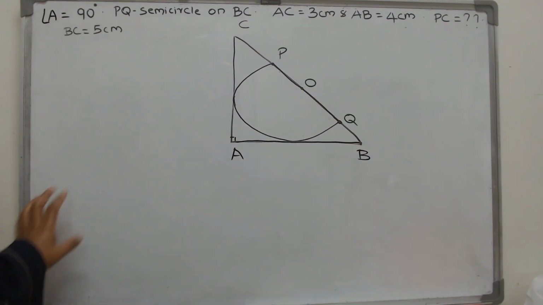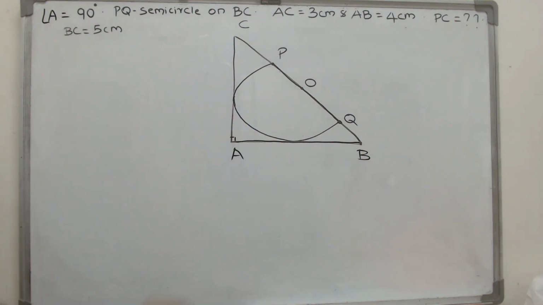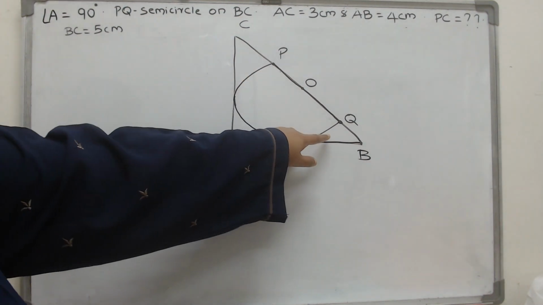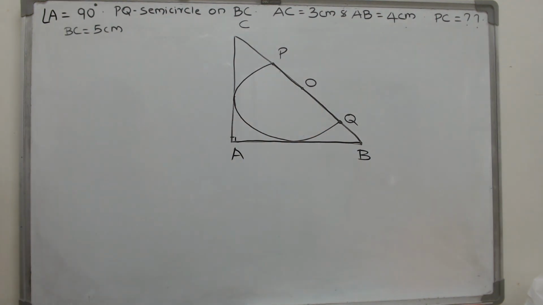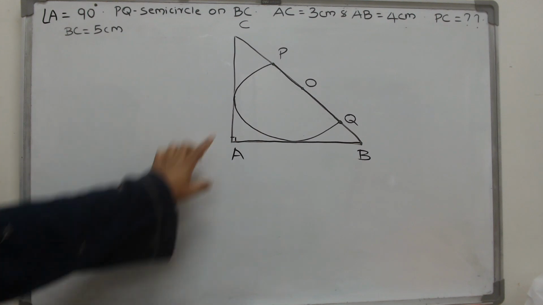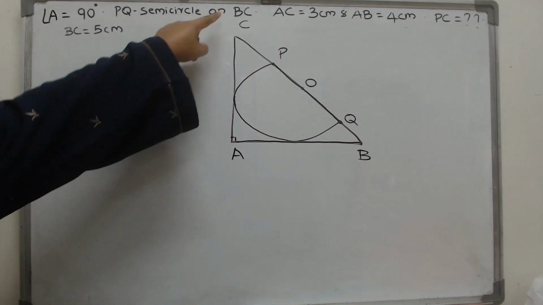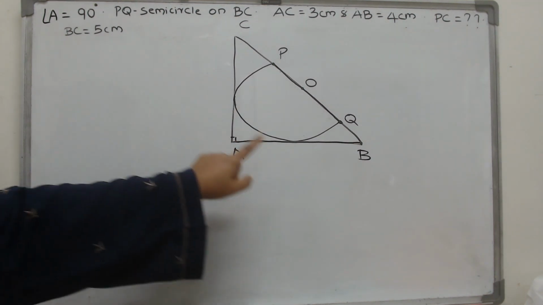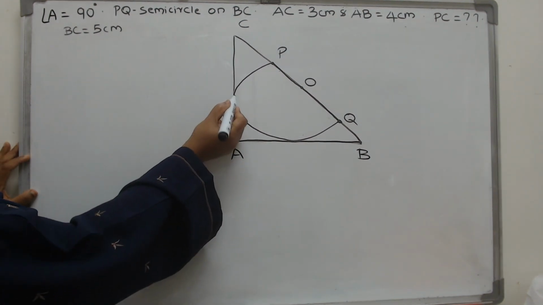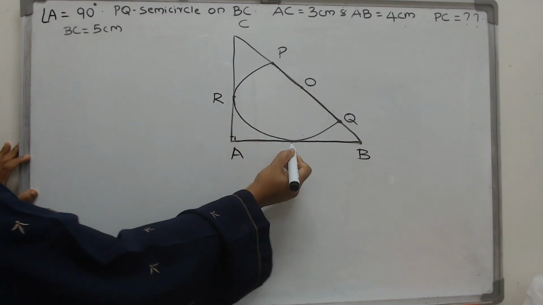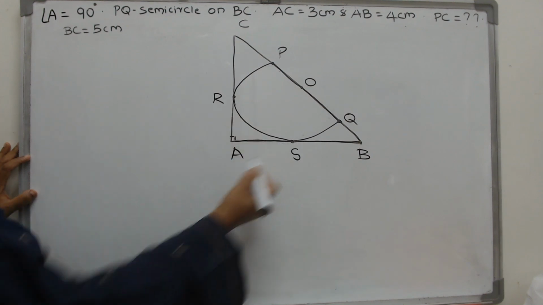What else do we have? On the hypotenuse, we have a semicircle with PQ as its diameter and its center is at the point O. What else do we notice? This semicircle touches the side AC and the side AB. Let us name this point of contact as R and this point of contact as S.